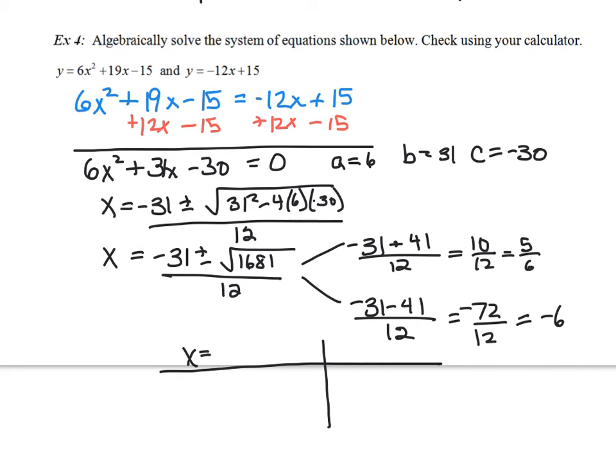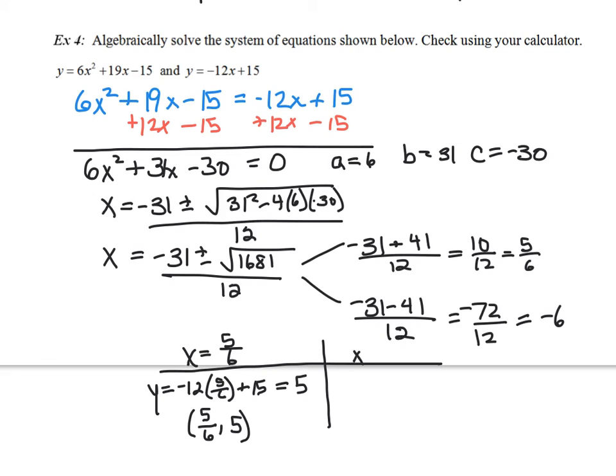So when x is equal to 5/6, I'm going to use the easier of the two equations to solve for the y-coordinate at the point of intersection. So I'm getting y is equal to negative 12 multiplied by 5/6 plus 15. So that gave me as an answer 5. My point of intersection for the line and the parabola, 5/6, comma 5.